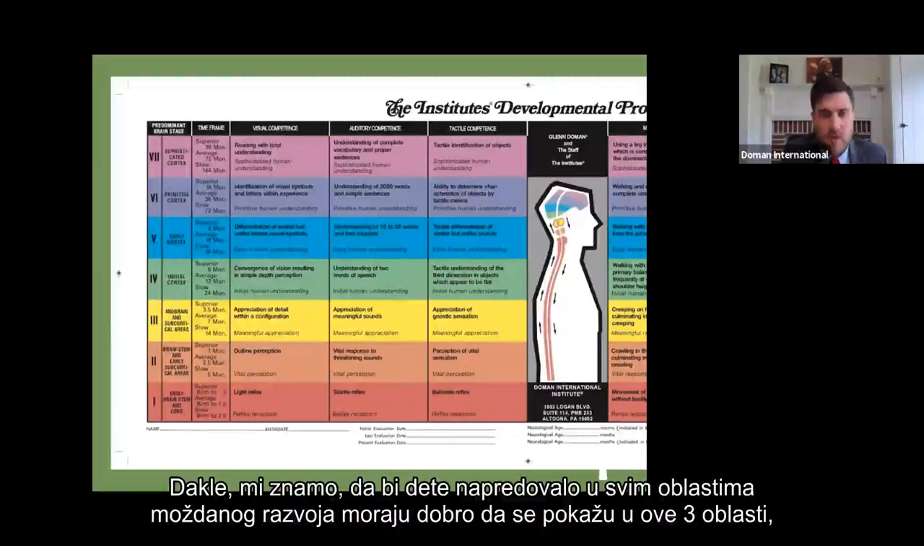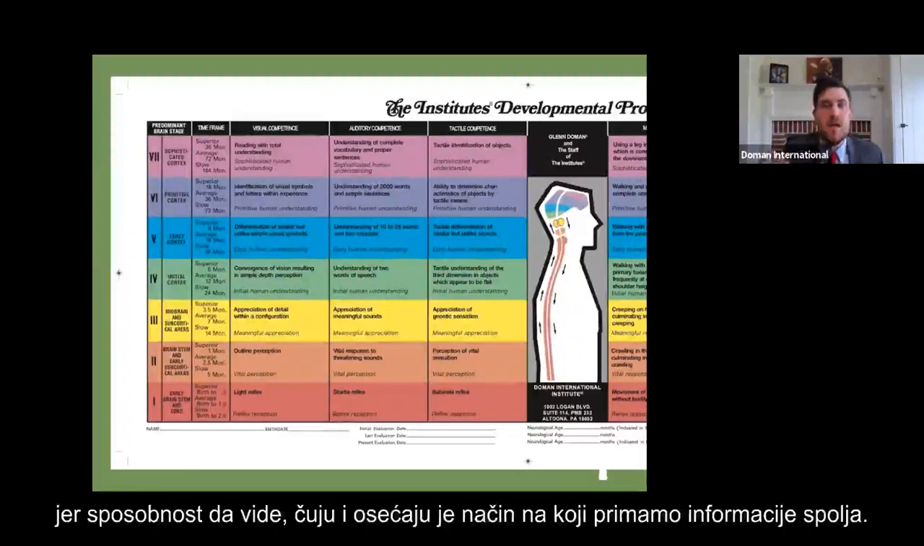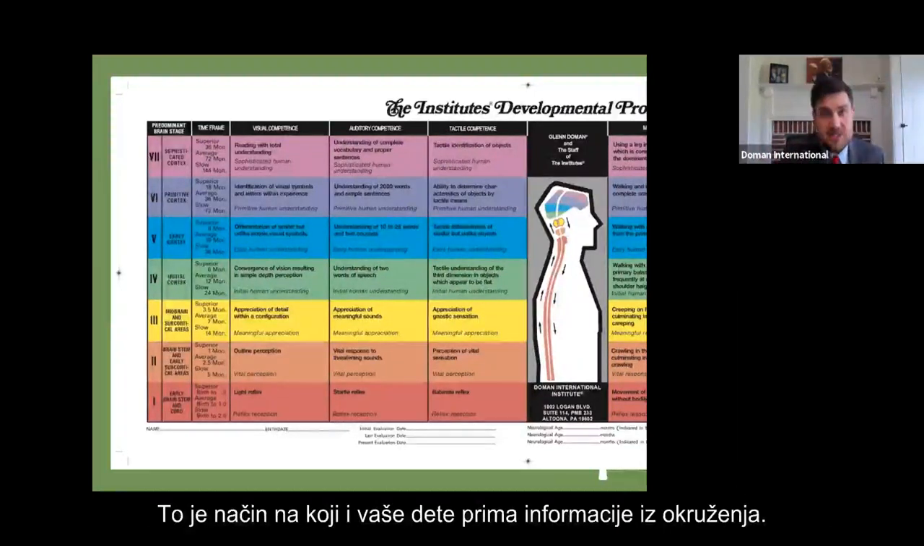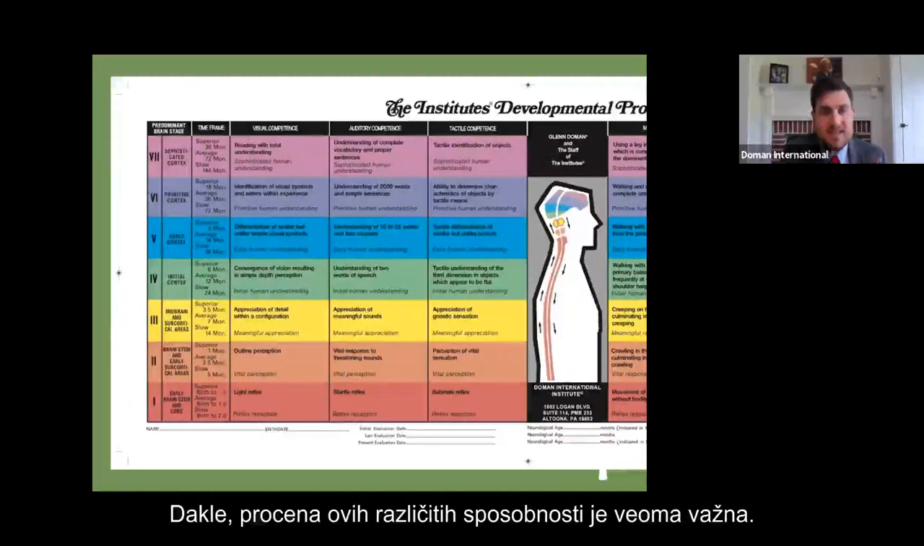And so we know that for a child to progress in all areas of their brain development, they have to do well in these three areas, because the ability to see, hear, and feel is the way we take in information about the world. It's the way your child takes in information about the world. And so evaluating these different abilities is very, very important.